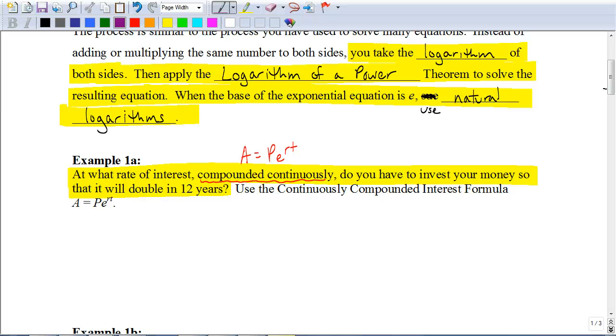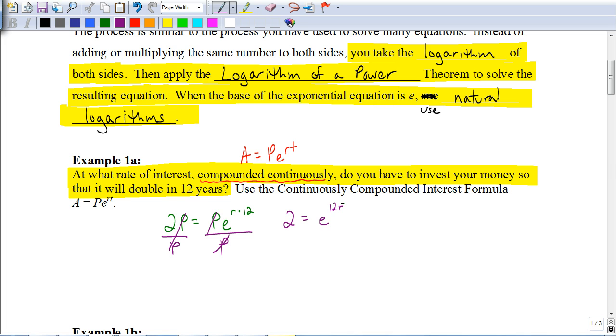Well, the only number that we have is that it's going to double in 12 years. So you might think that, well, we only have 12, I know that my time is 12, but we don't know anything else. Well, we do know that our principal is going to double. We want to figure out what our rate would have to be for our principal to double. Well, A represents the amount after a certain amount of time. So in this case, A is going to represent twice your principal. And then it would be r times your exponent of 12, or 12r. Well, if I divide both sides by P, I get 2 equals e to the 12r as your exponent.